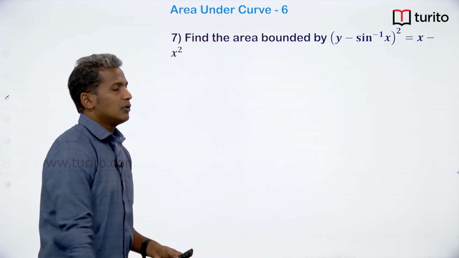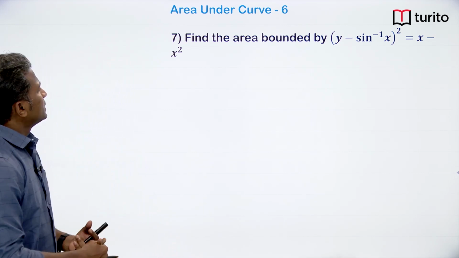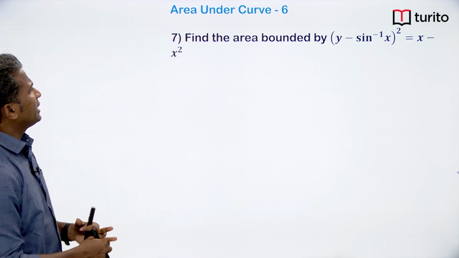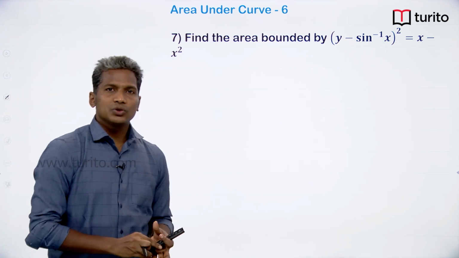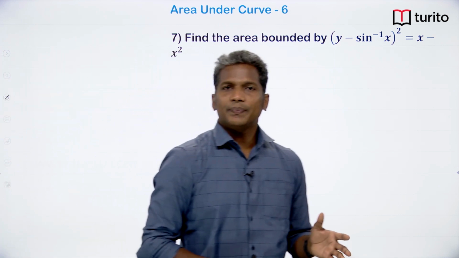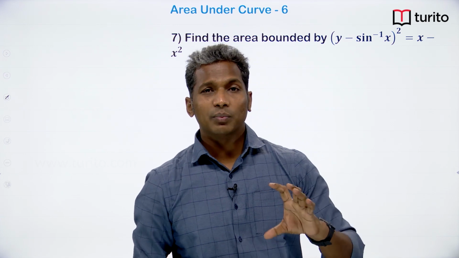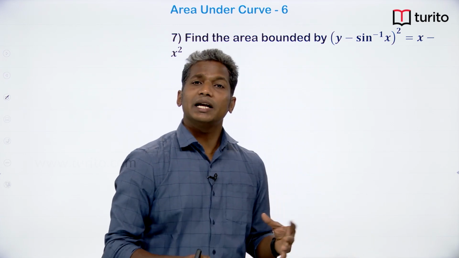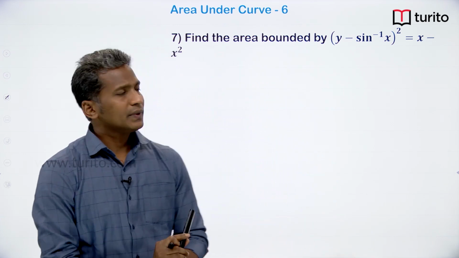Okay. Now, I will move on to the next question. So, here the question is find the area bounded by this curve. So, only one single curve is given and it is said that find the area bounded by the curve. That means it must be a closed loop somewhere.